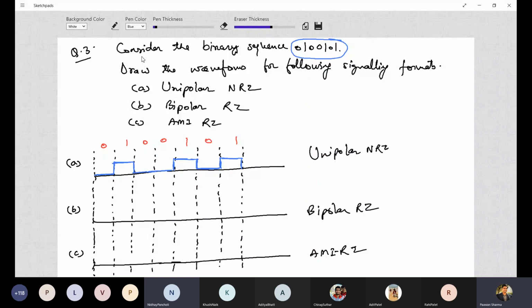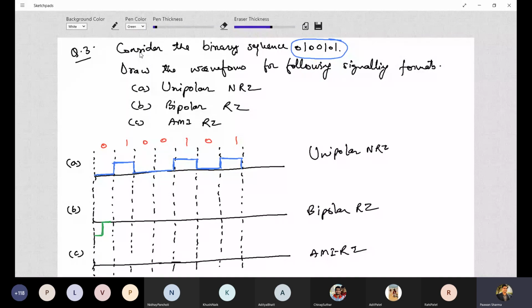Yes, sir. Okay. Next is your bipolar RZ. So first thing is bipolar, so two polarities are there. Second thing is it is returning to 0, and we know the rule of returning in the exact middle of the time duration. It returns to the 0 axis. So 0 we represent using negative polarity, for half duration, and then it returns to 0.